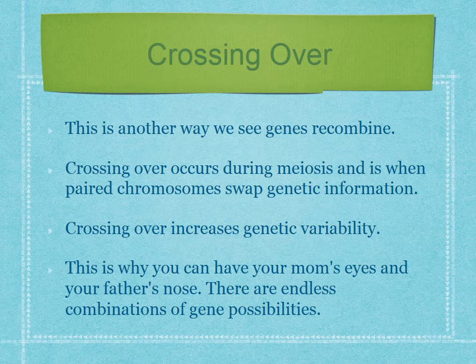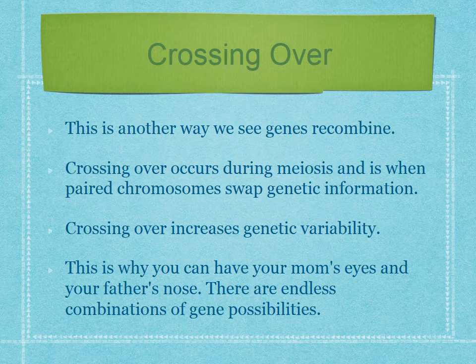So again, crossing over, it's a way we see genes recombine. Crossing over occurs during meiosis and is when those paired chromosomes swap genetic information. So make sure you look back at your notes if you don't remember crossing over. It's in meiosis. I believe that was chapter 11. And crossing over increases genetic variability, period, end of story.